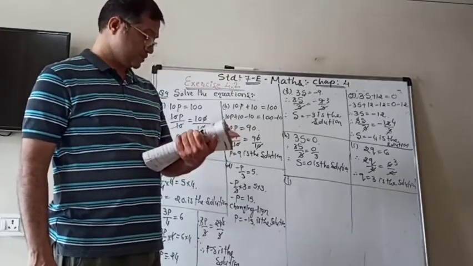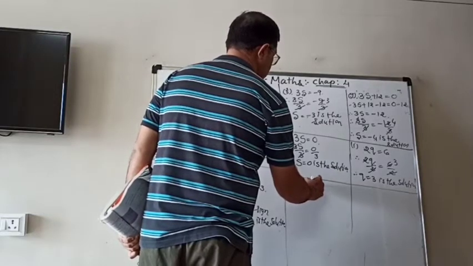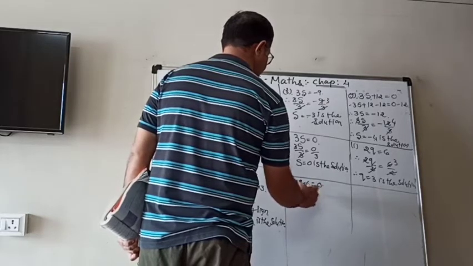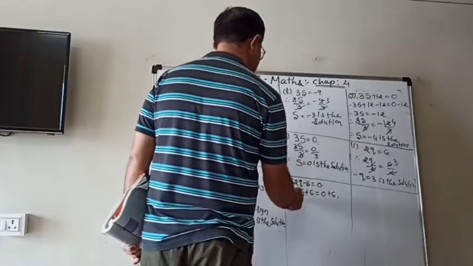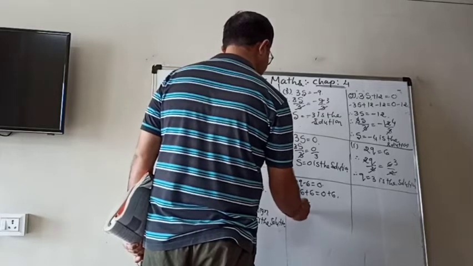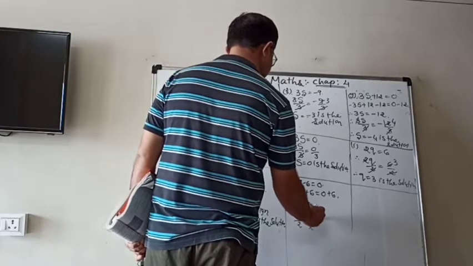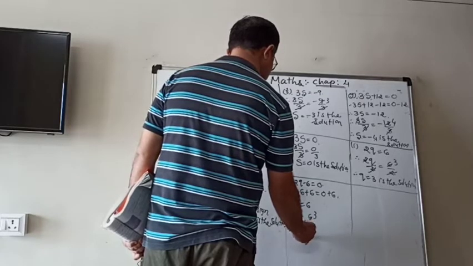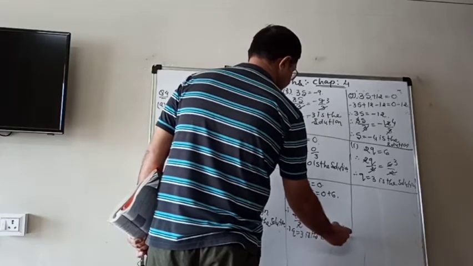Next, J. 2q minus 6 is equal to 0. So now 2q minus 6 plus 6, 0 plus 6. Therefore 2q is equal to 6. So divide by 2 now. So 2q divide by 2 is equal to 6 divided by 2. 2 is cancelled. So q is equal to 3 is the solution.